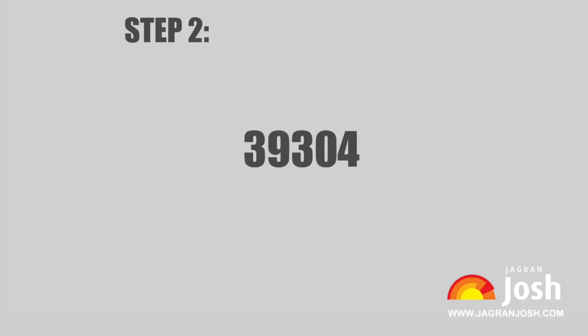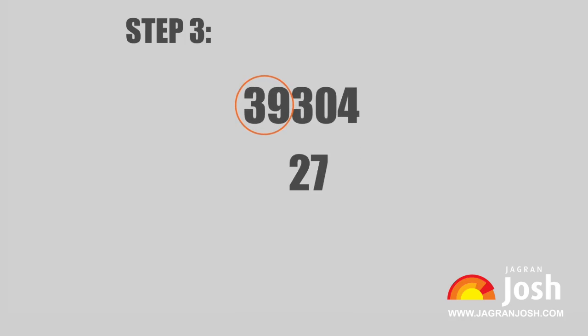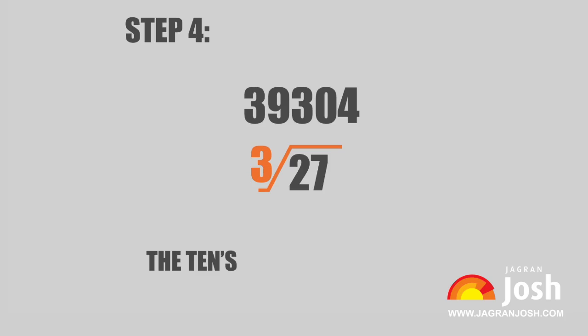Step 2. Now, strike off the last 3 digits of the given number. 39304. Strike off 304. Step 3. Now, find the nearest cube of the first 2 digits from the left, that is 39. The nearest cube is 27. Step 4. Now, 27 is the cube of 3. Therefore, the tens place digit will be 3. So the answer will be 34.